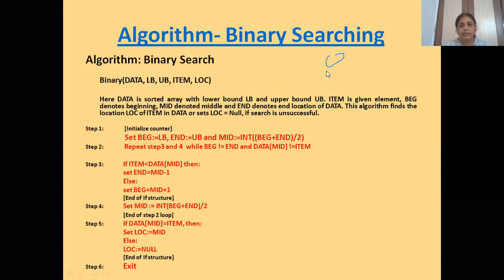You can see here in this your search algorithm. So look, what is your first condition, what is your first step here? That beginning should be initialized to lower bound, first element, and end should be initialized to upper bound, last element. And how to find mid? You are finding mid with the help of beginning plus end divided by 2. And you are taking the integer value. You cannot take a decimal value. So that you need to initialize.